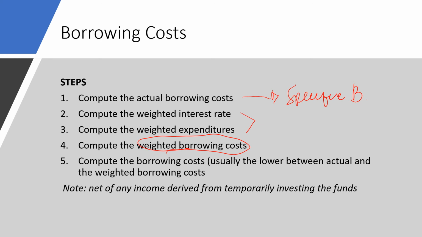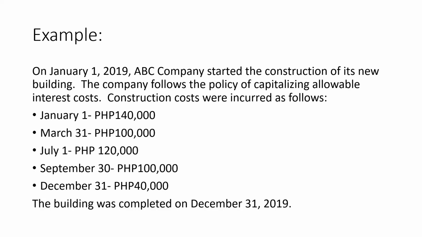May gawin natin yan para mas makita nyo. So, compute the borrowing cost. Kapag general borrowing, di ba nag-compute ka ng actual, tapos nag-compute ka ng weighted borrowing cost. So, bakit ka naman compute sila pareho? Kasi ko-compare mo sila. Ang allowed sa atin na i-charge as part ng cost ng qualifying assets is yung lower between actual and weighted borrowing cost. Yung mas bababa.